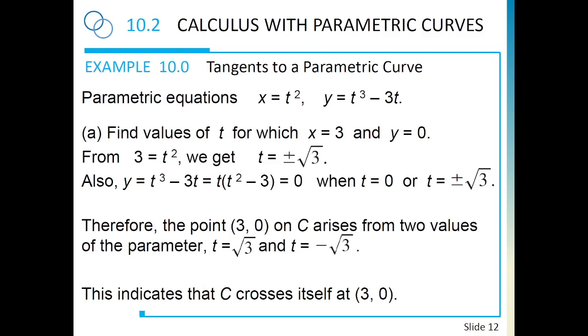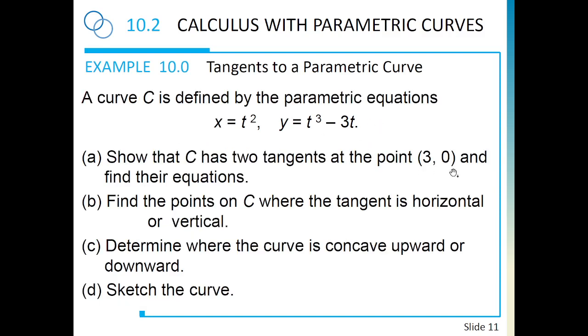The first task was to find the values of t for which x is 3 and y is 0, because we need to locate the point (3, 0), and find for which values of t the curve passes by the point (3, 0). So we need to find all the values of t for which x is equal to 3 and all the values of t for which y is equal to 0, because in this case the curve will pass by the point (3, 0) several times. So we need to find at what times it passes through that point.